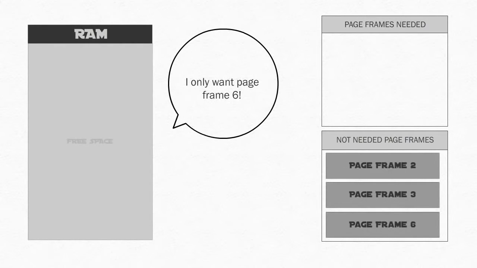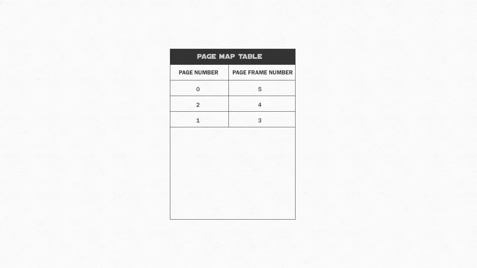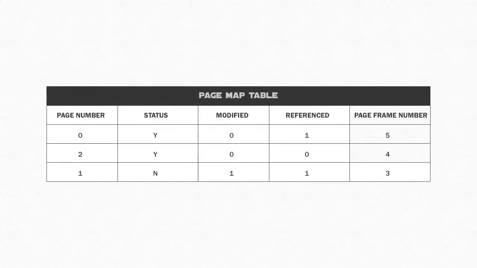Now that we have an understanding of paged map allocation, we can now see how demand paging works. It's very similar to the previous concept, but the main difference is that pages are loaded on demand, meaning that pages are only brought into memory when they are actually needed. The page map table we looked at before increases with 3 more columns. One to determine if the page is already in memory, known as the status. The second to check if the page has been modified. And a third to check if the page has been referenced recently.